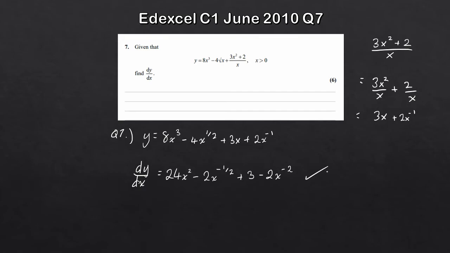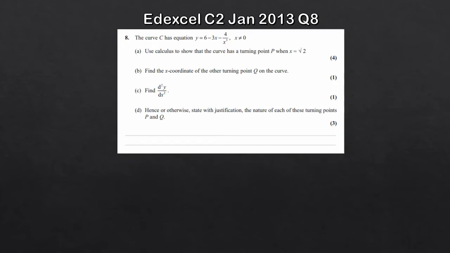And then finally, let's have a look at the last one. So question 8 here, 4 parts this question. So we'll take it step by step. So let's take a look at part A first. So we're given this curve C with this equation. So 6 minus 3x minus 4 over x cubed. Now part A asks us to use calculus to show that the curve has a turning point P when x is equal to root 2.